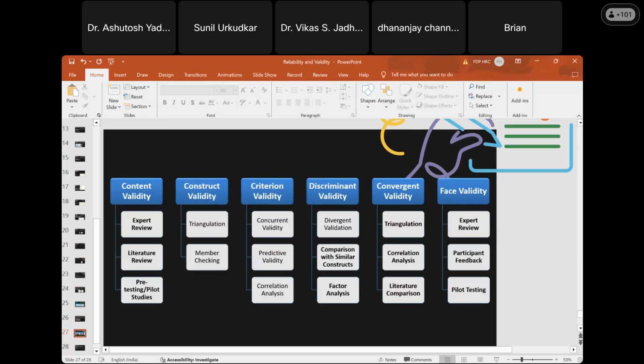We can ask for participants' feedback. We can seek feedback from a small group of participants to ensure that they understand the questions and they find them relevant to the construct being studied. We can then also go for pilot testing to see if the instrument appears to measure the intended construct and make adjustments based on feedback.